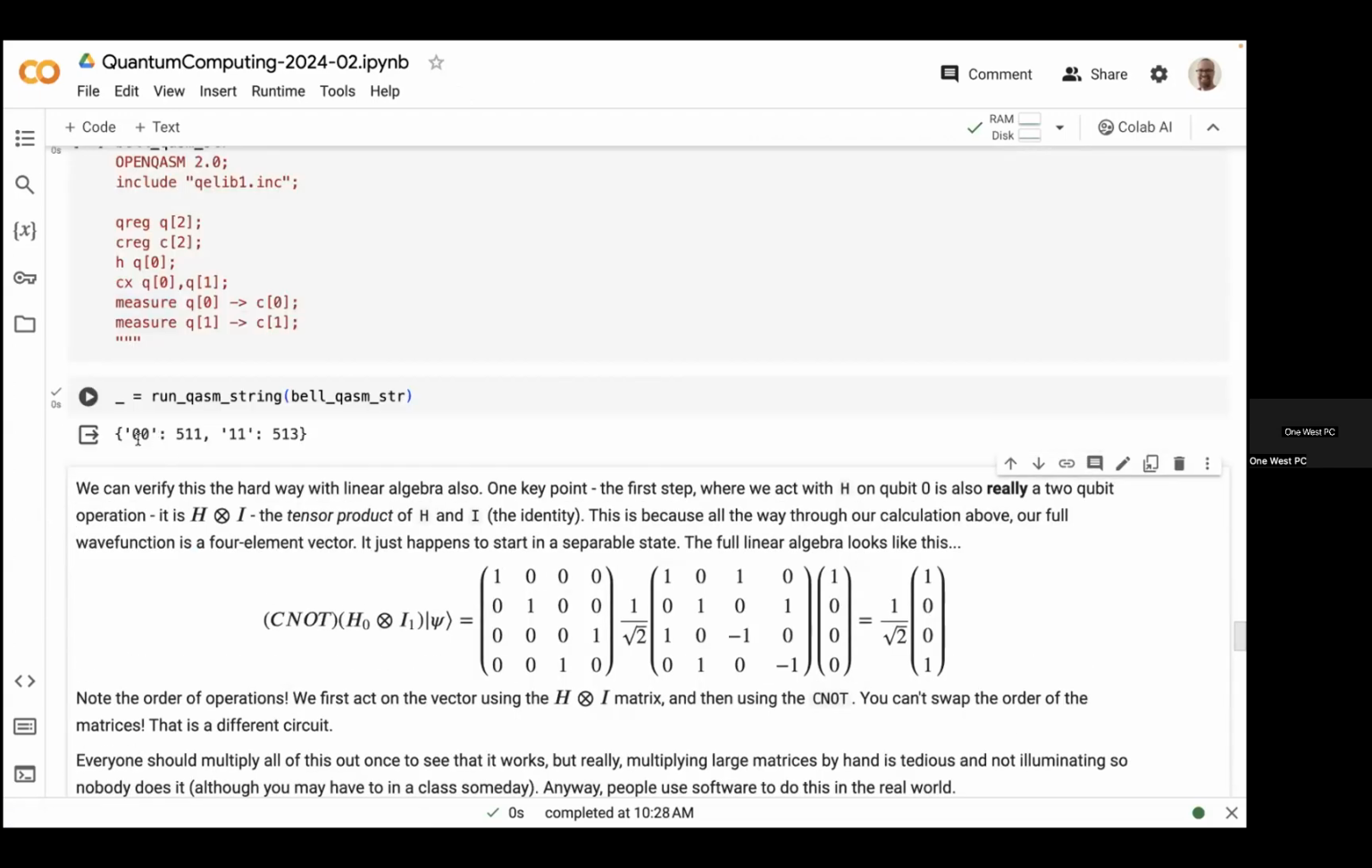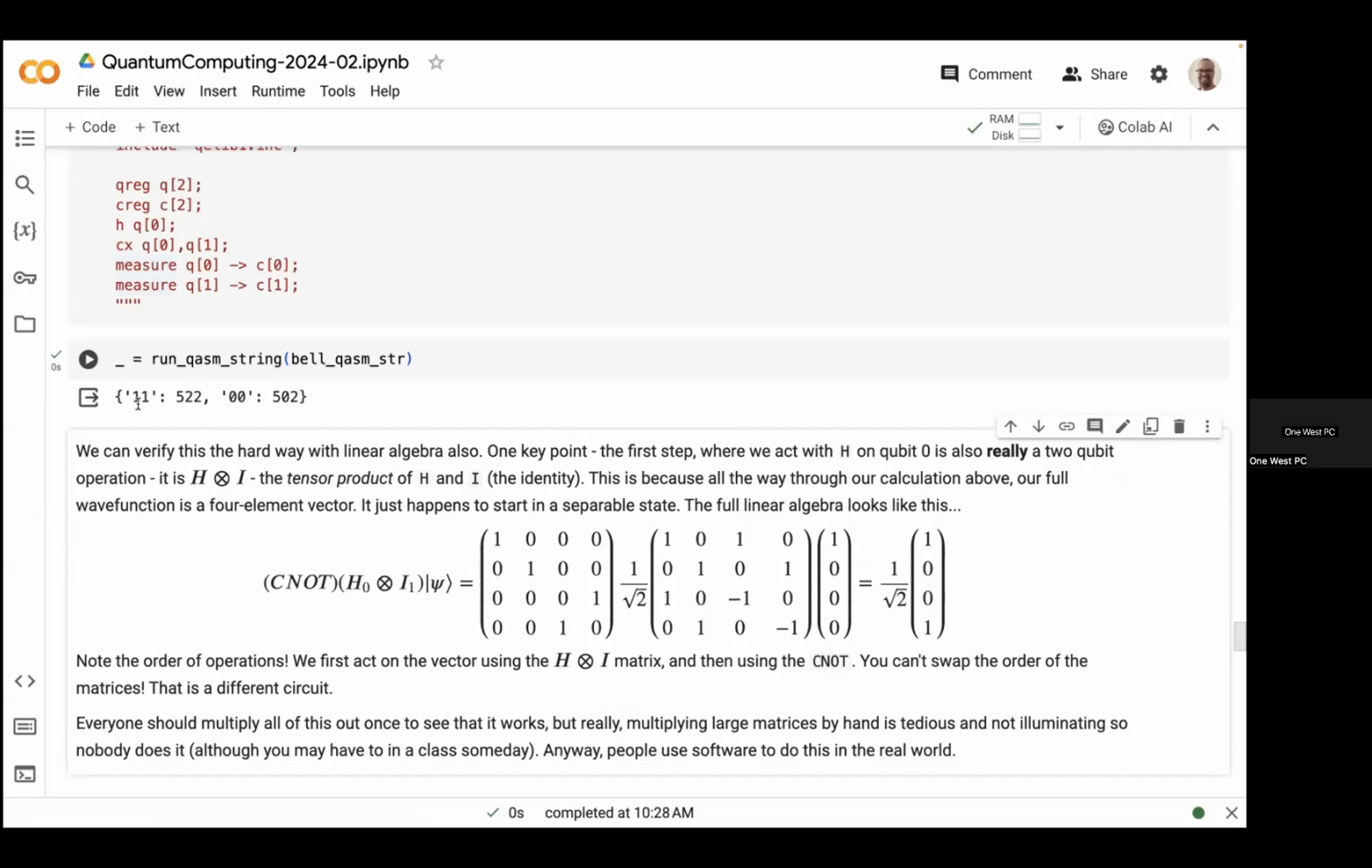Turns out here we got 511 00s and 513 11s. Run it again. We got 522 11s, 502 00s. Run it again. And to run it, I just hit shift return in this cell here. It's all I have to do to run that.